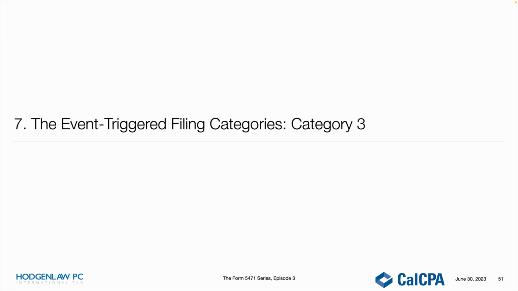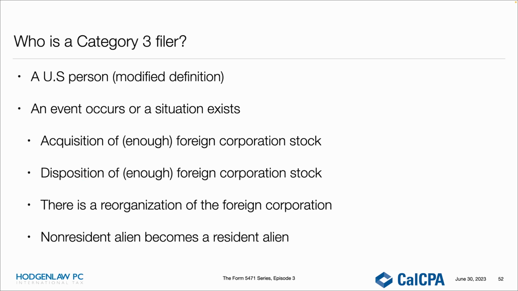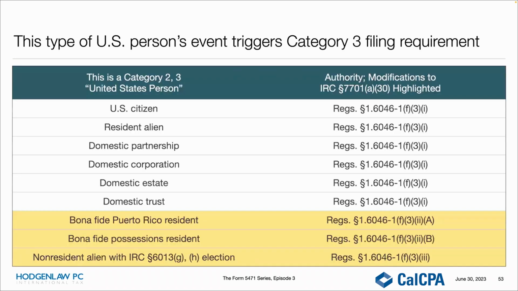Category 3. Category 2 is relatively easy, relatively limited in scope. Category 3 has more stuff going on. So the Category 3 filer is a U.S. person. We have the same modified definition, and an event occurs or a situation exists, however you want to call it. Acquisitions, dispositions, reorgs, immigration to the United States, and of course, the ever lovely captive insurance company situation.